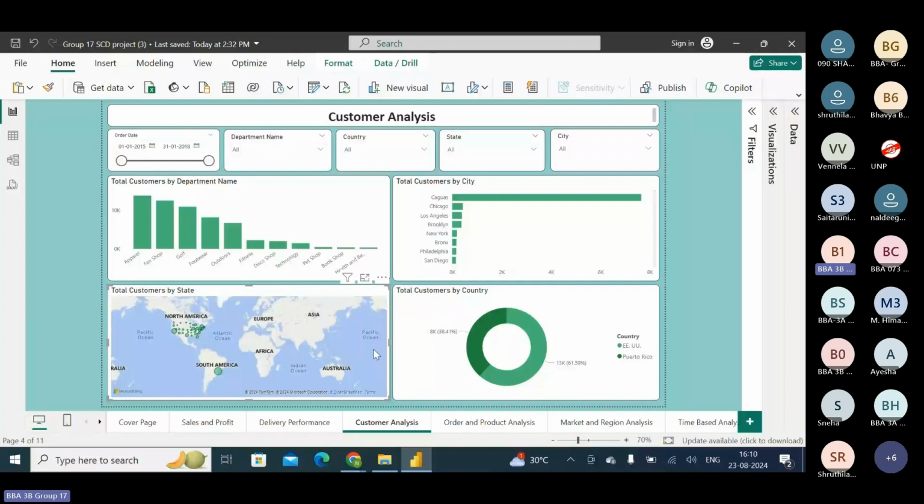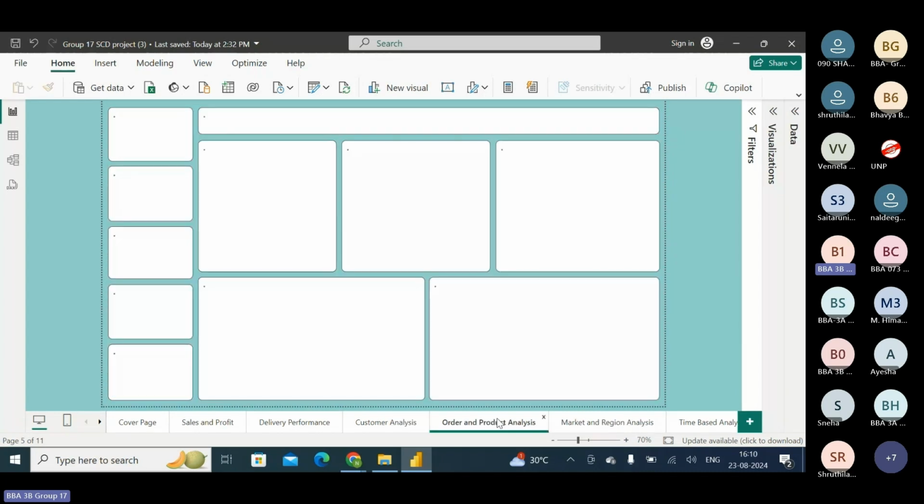And the fourth chart, that is the pie chart, shows that the majority of the customers are from the United States. These insights suggest that certain departments like apparel and locations like Caguas have a much higher customer base, which could be useful for targeted marketing and inventory management. And further order and product analysis will be explained by Mithilesh.